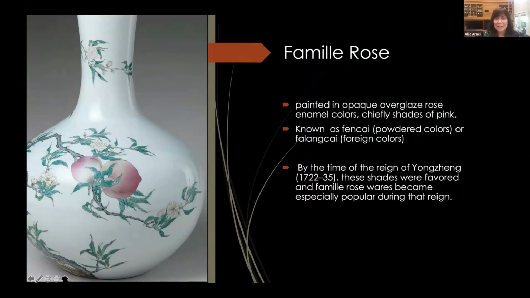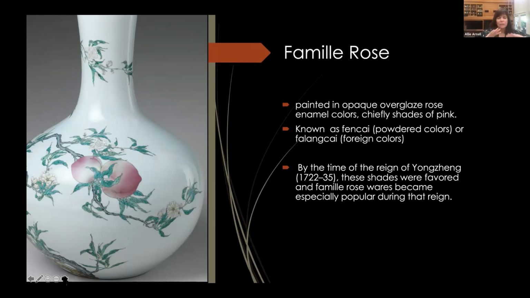I wish I could talk to you forever about this because it's just such a fascinating area. But the other type that I wanted to present to you today was Famille Rose, which is the Western designation for what was also known as powdered colors and foreign colors. And this is a type of overglaze production.